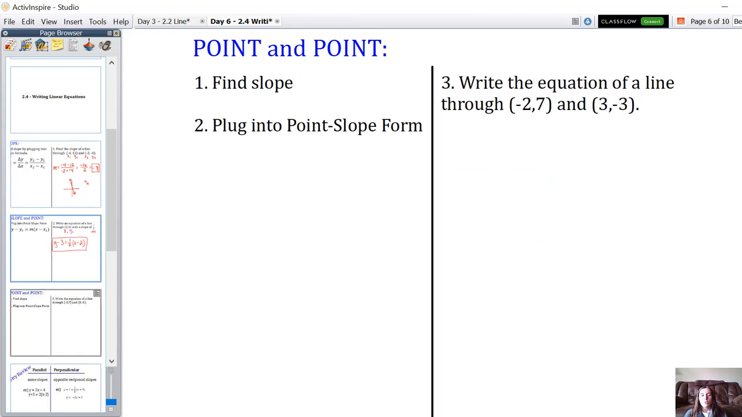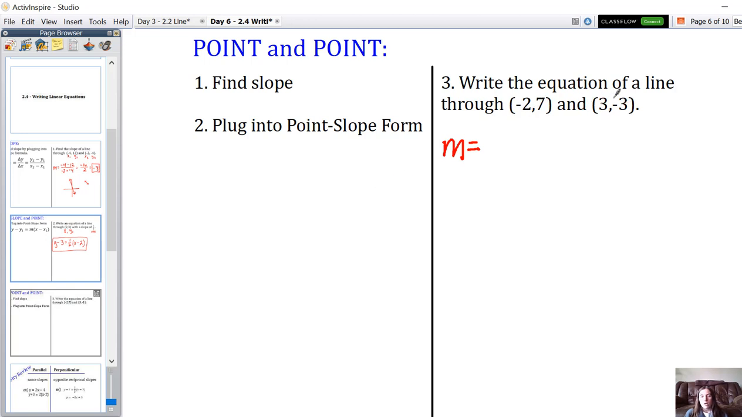Now what if you were given 2 points? If you're given 2 points and we need to write the equation, the first thing we're going to do is find the slope, which we just learned the formula for, and then we're going to plug that new slope and either one of our 2 points into point-slope form. It doesn't matter which point you use. So let's find our slope first. Slope equals, I'm going to do the first point as x1, y1, and the second point is x2, y2. Again, no reason for that. It doesn't make a difference. You'll get the same thing either way.